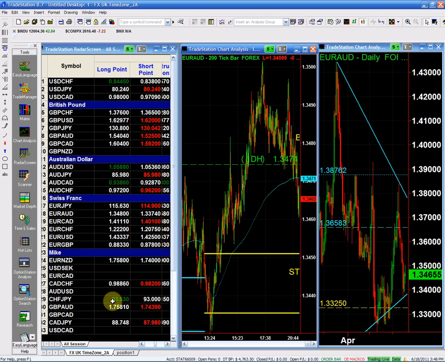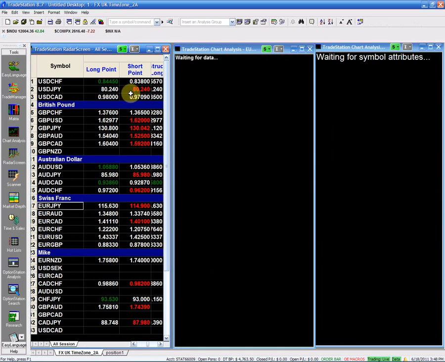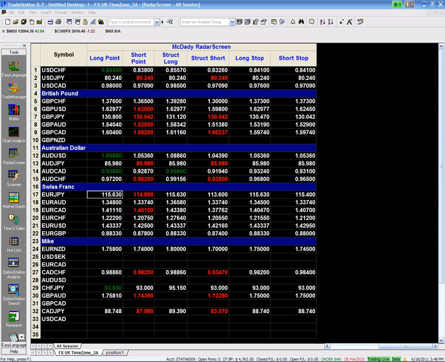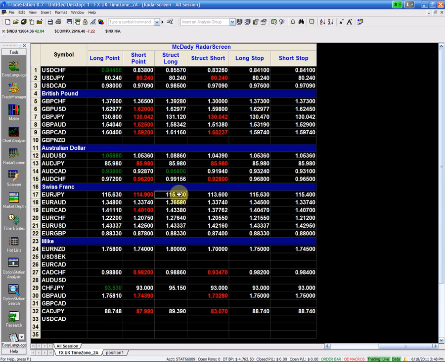So let's go and do the euro yen. From last week, this was a brilliant trade. We were going long at 115.63, and it was also a structure point. So it was a very powerful buy, and it was also our stop. And then we had a selling point.